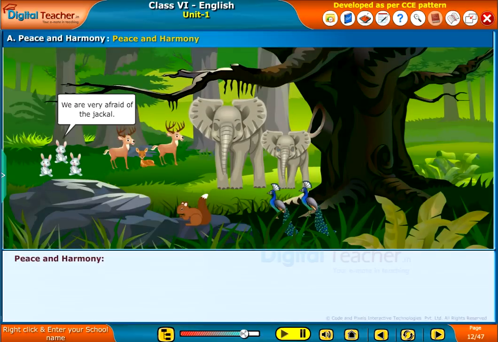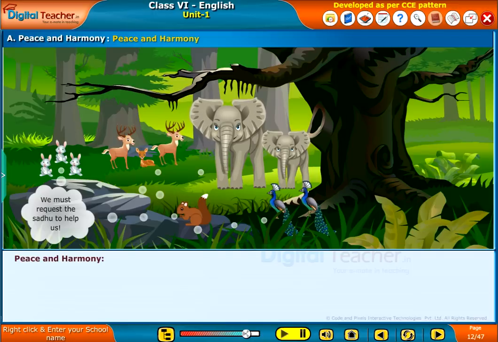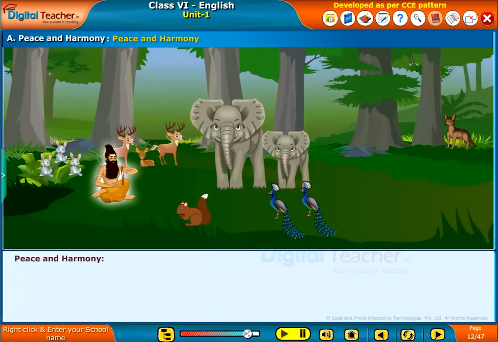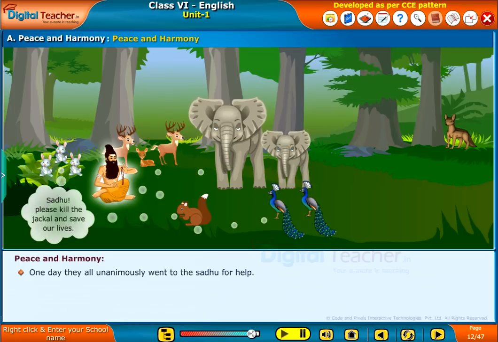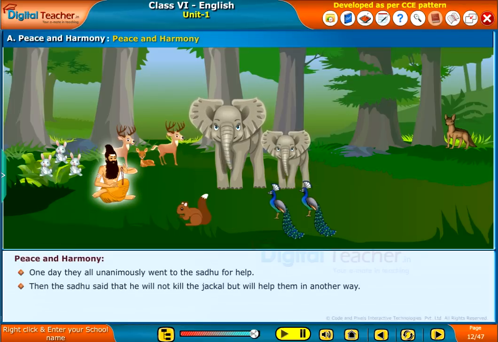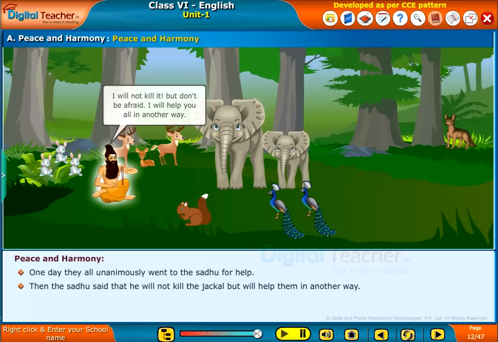"We are very afraid of the jackal." One day, they all unanimously went to the Sadhu for help. "Oh Sadhu, please kill the jackal and save our lives." Then the Sadhu said that he will not kill the jackal but will help them in another way. "I will not kill it, but don't be afraid. I will help you all in another way."